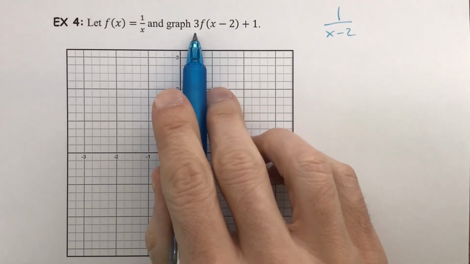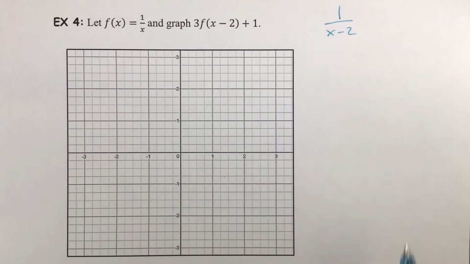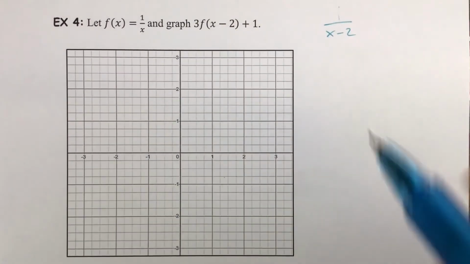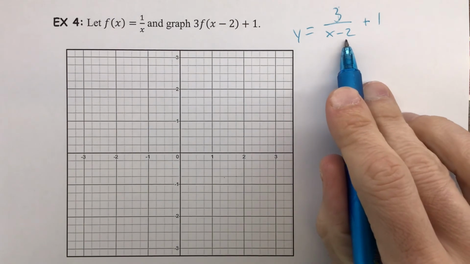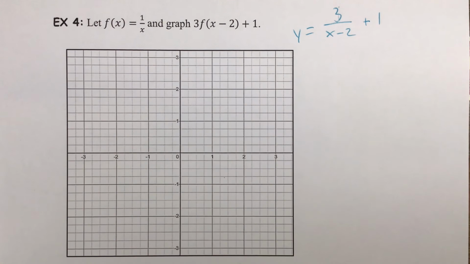All right, so the 3 that's out front is going to get multiplied by what we currently have, which is this part. So the best place to put the 3 will actually be in the top. Okay, so this will be 3 divided by x minus 2. The plus 1 is going to happen at the very end of it, which goes here. So this is our function. This is what we're going to be graphing. All right, now, how to actually graph that? This is going to represent a horizontal translation. This is going to represent a vertical translation.